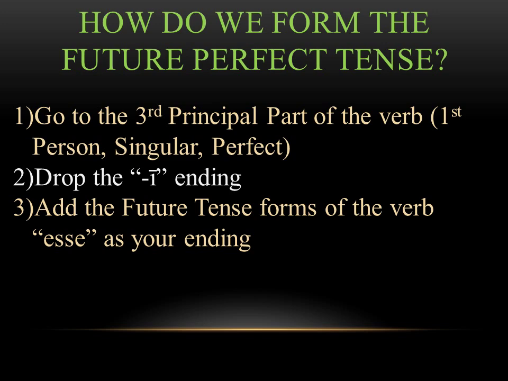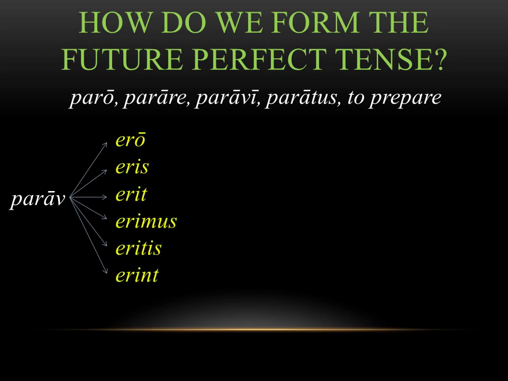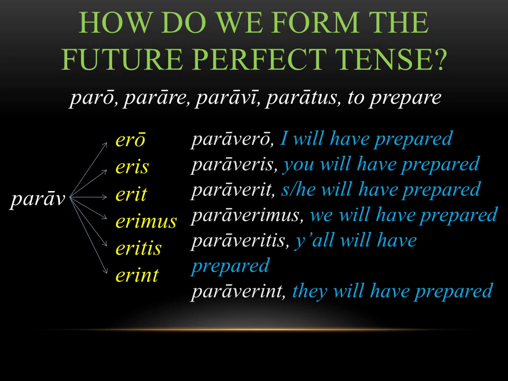That's the main difference. So if we take our example verb, parare, and you go to the third principal part, drop that long I, you're going to have your stem of P-A-R-A-V. To this, we're going to add on the future tense of the verb esse: ero, eris, erit, erimus, eritis, erint. When you add these two together, you have the future perfect tense. And what you're saying with verbs such as paravero is "I will have prepared," or "you will have prepared," "he, she will have prepared," and down the line. This is the future perfect tense.